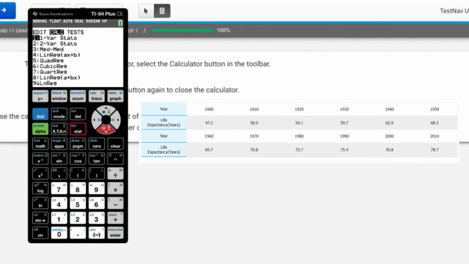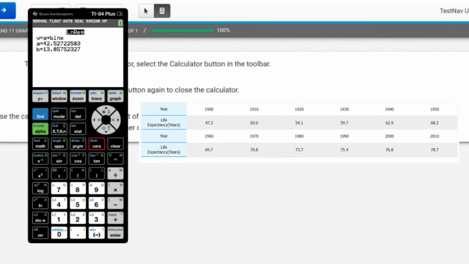Yes. So what I'm going to do is go to logarithmic regression, which is ln reg. Logarithmic regression uses ln, not log. I'm going to make sure that when I store my regression equation, I store it in the y sub 1 so I can use this later. So I'm going to go to vars, y vars, function y sub 1, and calculate it. And I get this pretty gross looking equation.